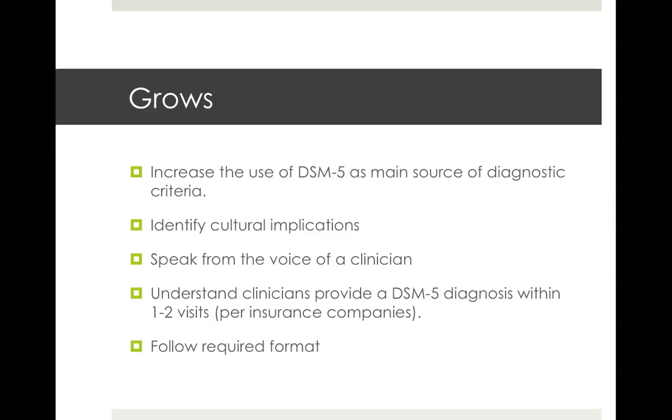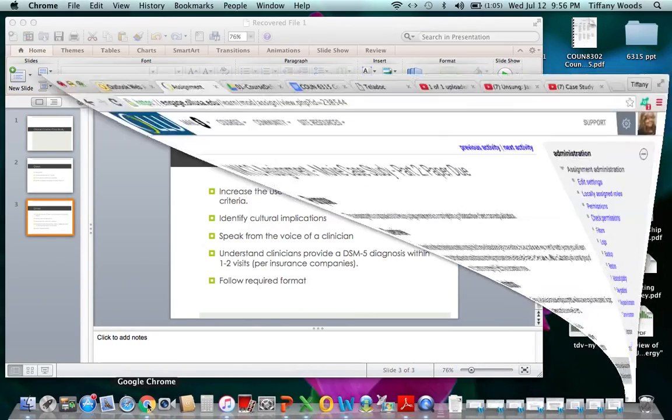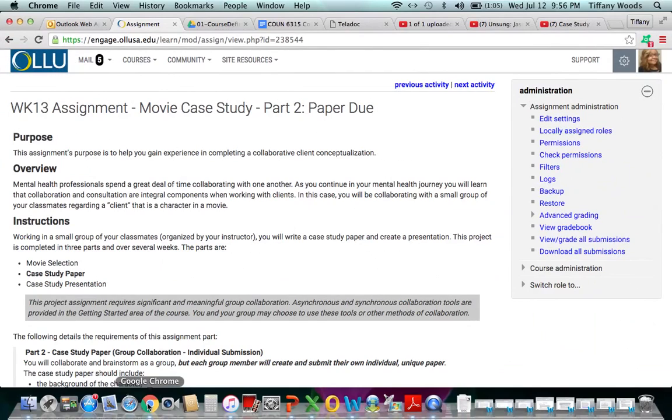I want to go ahead and go through what you're going to do on your movie case study. So I'm on the movie case study page. This lets you know most of you have already done part 1, where you did your movie selection. The second part is the case study paper. In the case study paper, this is where you and your partner are going to collaborate and do what we call a client conceptualization.